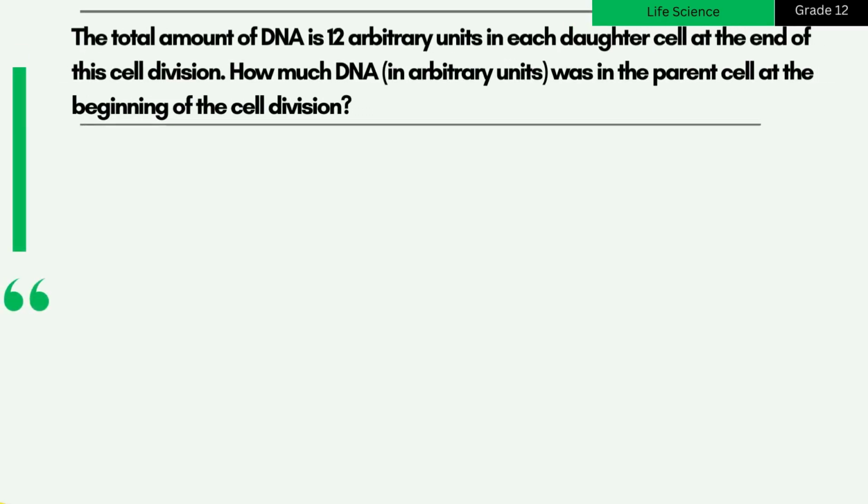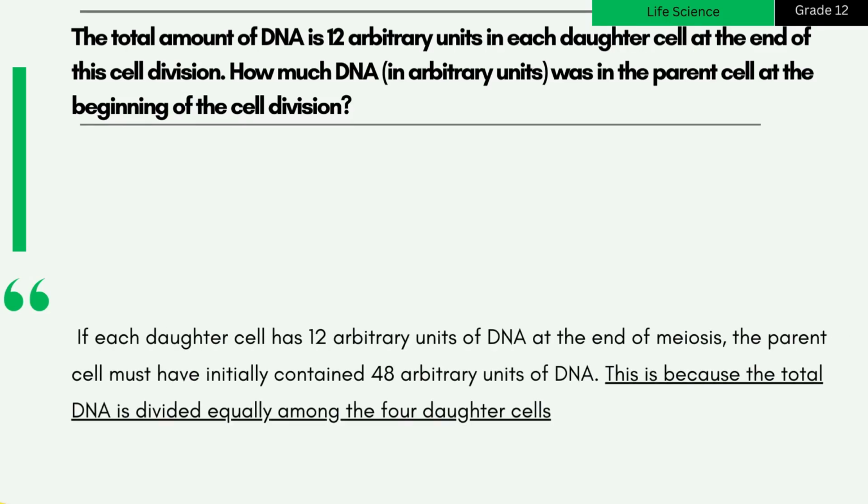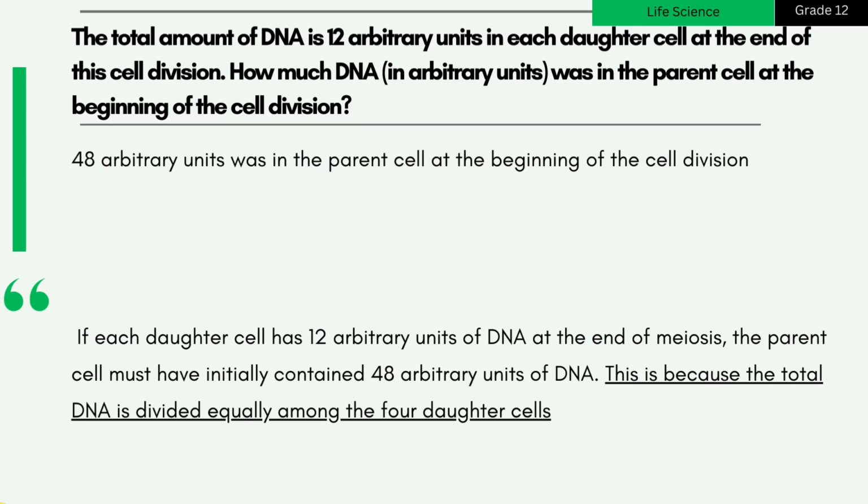Question. The total amount of DNA is 12 arbitrary units in each daughter cell at the end of this cell division. How much DNA, in arbitrary units, was in the parent cell at the beginning of the cell division? There were 48 arbitrary units in the parent cell at the beginning of the cell division.